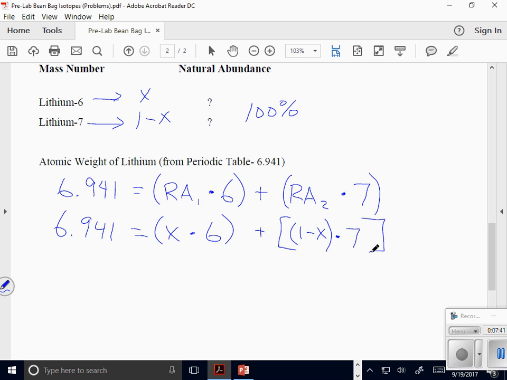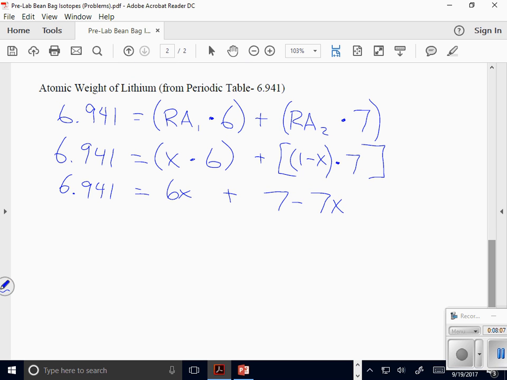When I start doing this, this is algebra, folks. This is an algebra problem now. 6.941 is equal to 6x plus, distribute that out, 7 minus 7x. I've distributed that out. Are we okay thus far? Now I've got to get my x by itself, and my number by itself. Okay? So, right here, what is 6x minus 7x? Minus 1x plus 7 is equal to 6.941.